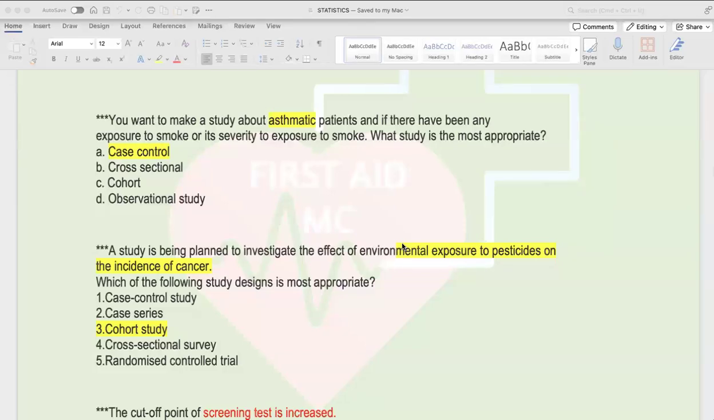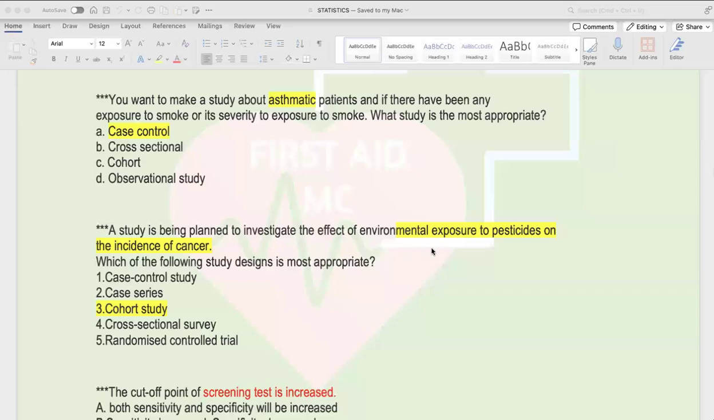Yes, they provide normal lab values in the exam. Yes, most of the time they would provide it to you, so you don't need to memorize it.